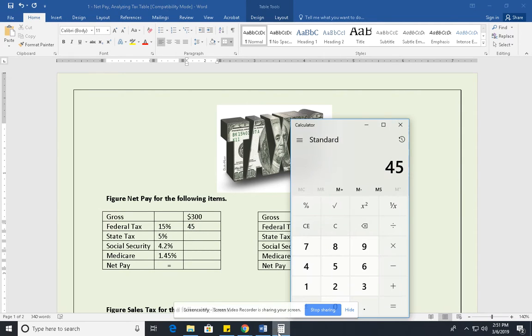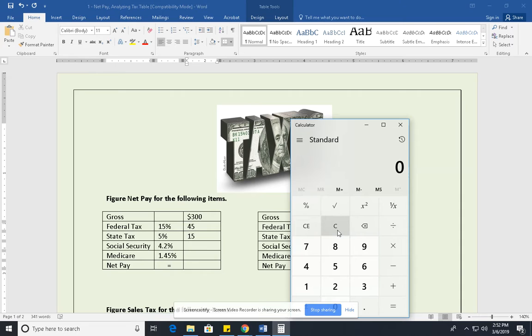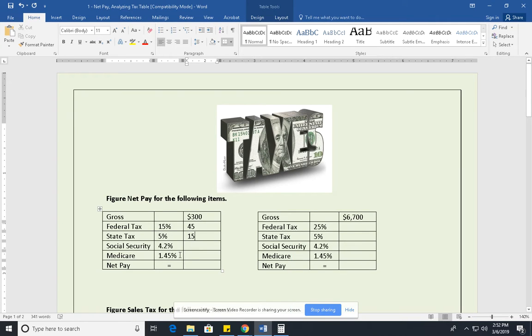The next one, you do the same process over and over. So you start again at 300. 300 times 5%, which would be 0.05. That's $15. If you're confused on the percentage, what if I just did 5 divided by 100? 0.05, right? Let's try the next one. 4.2, what's that? 4.2 divided by 100 equals 0.042. If you multiply that by 300, that's $12.60.